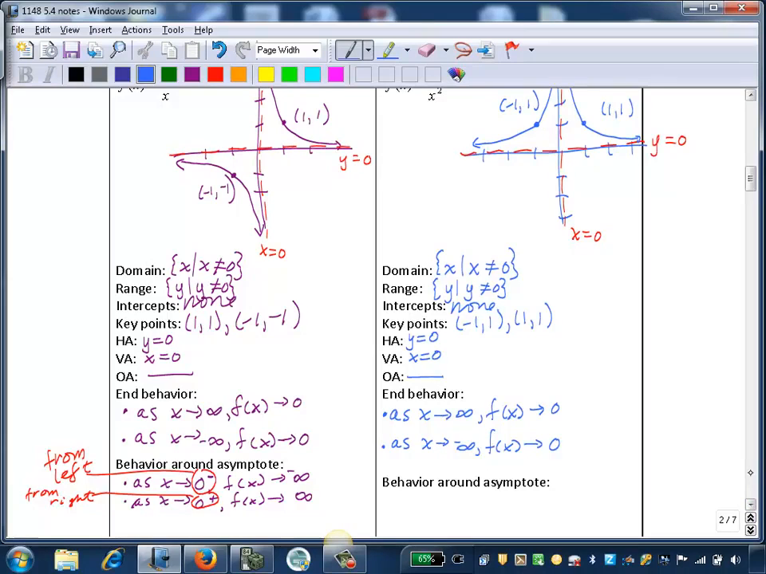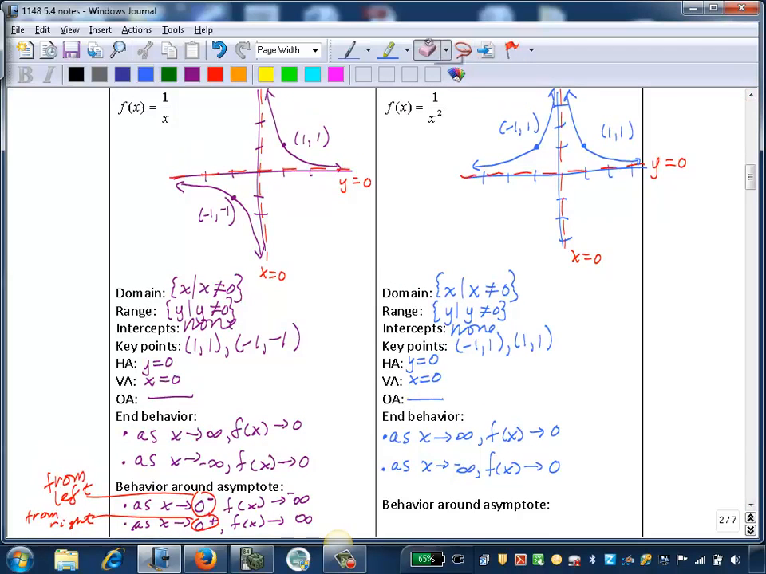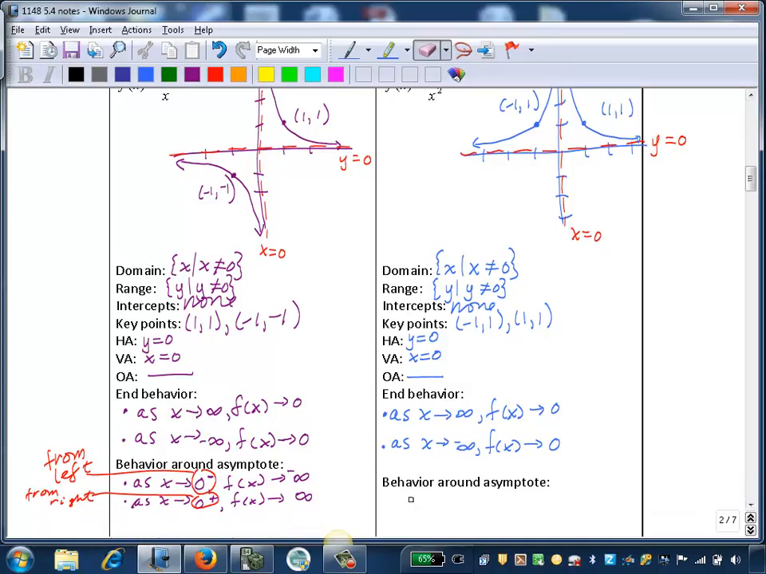And then if I look at the behavior around the vertical asymptote, if I look from the left, I have a branch to the left. As this branch approaches an x value of 0, as x gets closer and closer to 0, we can see that the y value is increasing infinitely. So we can say, as x approaches 0 from the left side, f of x approaches infinity.